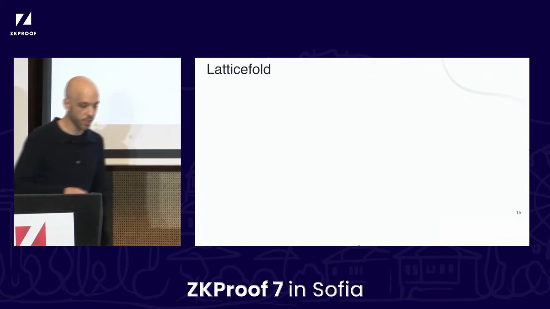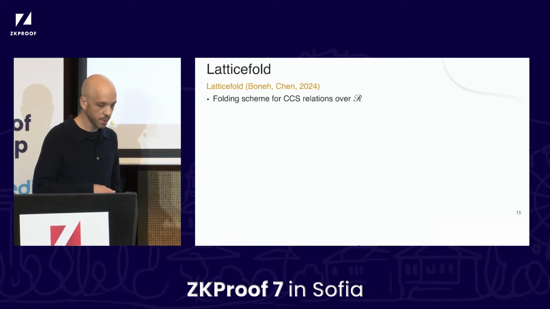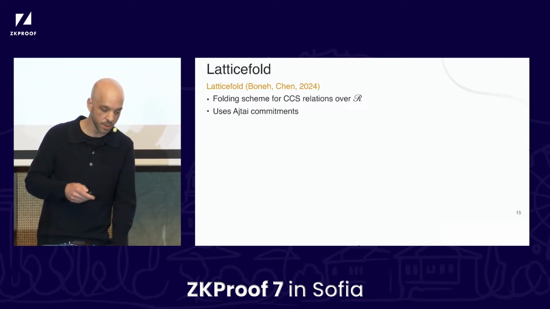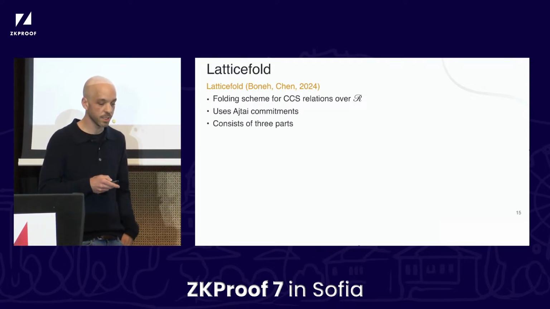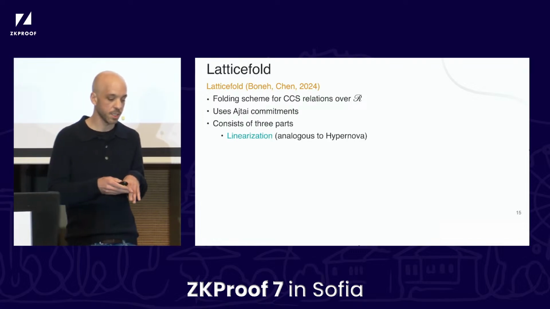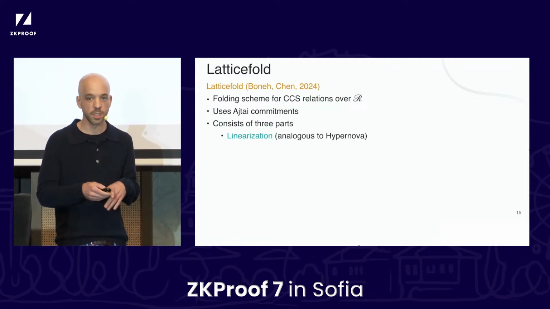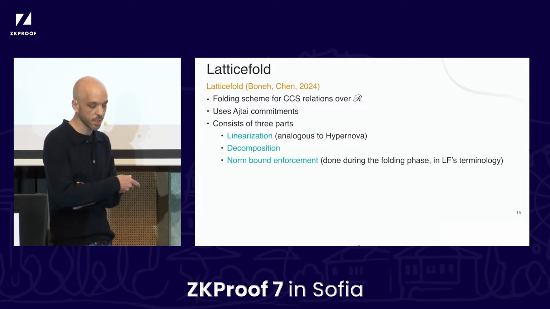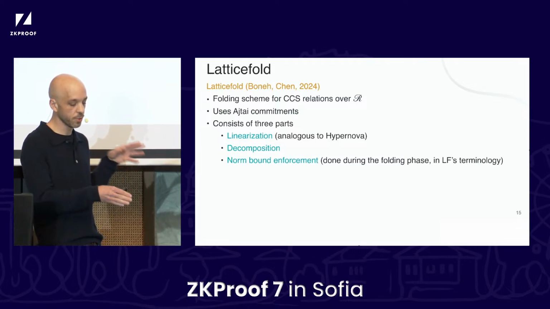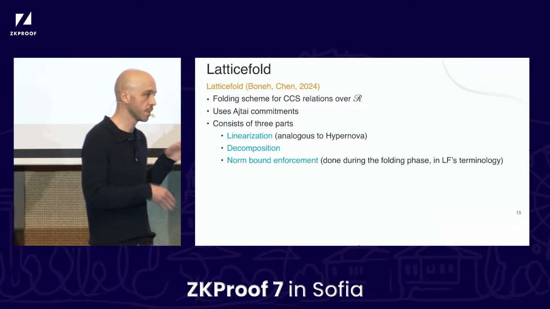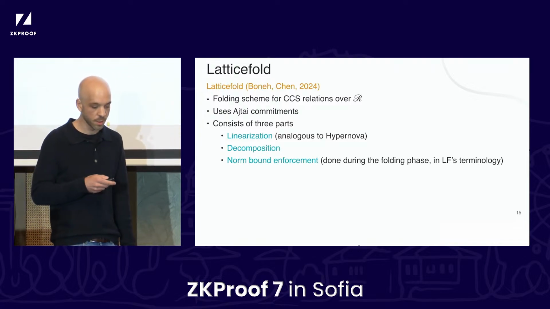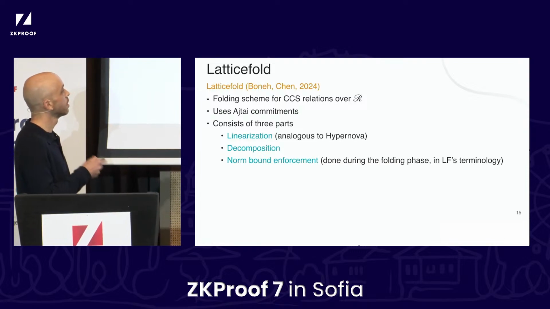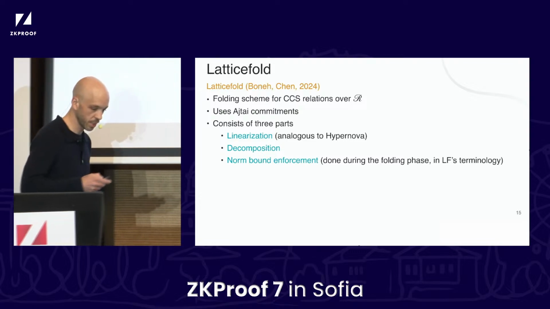Okay, so now I'm going to talk about LatticeFold. LatticeFold is a folding scheme for CCS relations written over a cyclotomic ring. It uses Ajtai commitments, and it consists of 3 phases. There's the linearization phase, which is analogous to the linearization phase in HyperNova. There's a phase called decomposition, and then there's a step where you enforce the norm bound I mentioned that you need in Ajtai commitments. In the LatticeFold terminology, this is called the folding phase, but here I'm calling it norm bound enforcement.